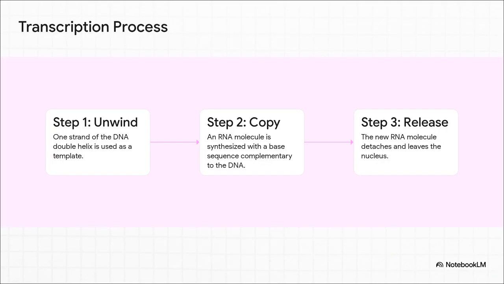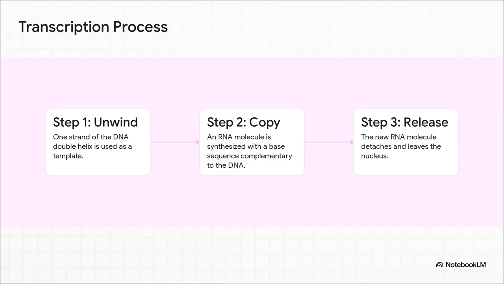So how does this photocopying actually happen? Well, it's kind of like a little 3-step dance. First, the specific part of the DNA that's needed unwinds itself. Then the cell's machinery swoops in and makes a matching RNA copy, getting the code down letter for letter. And finally, this brand new RNA copy just peels away, zips right out of the nucleus, and makes a beeline for the factory floor.